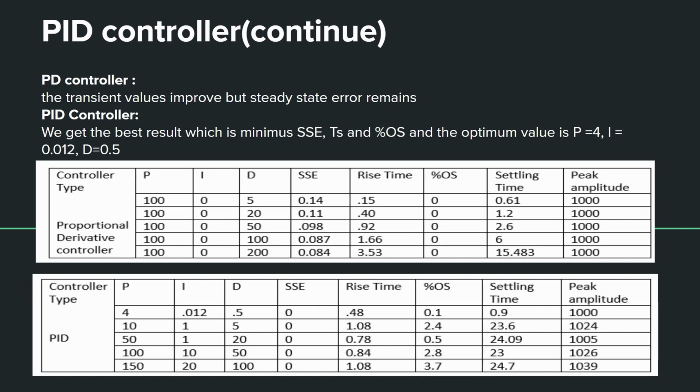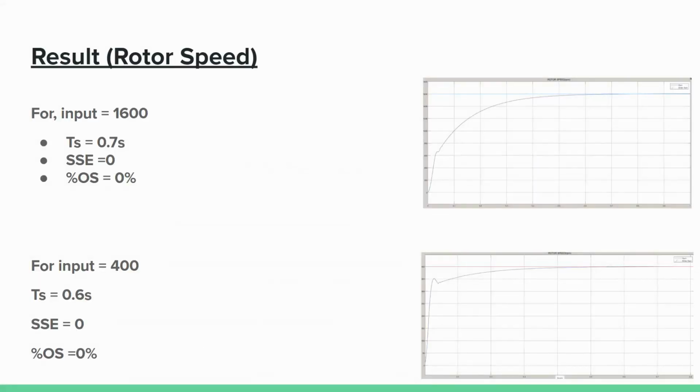Now let's check out the output. For an input of 1600 RPM, the motor settling time is 0.7 seconds, the steady state error is 0, and the percent overshoot is 0%. And for an input of 400 RPM, the settling time is 0.6 seconds, the steady state error is 0, and the percent overshoot is 0%.